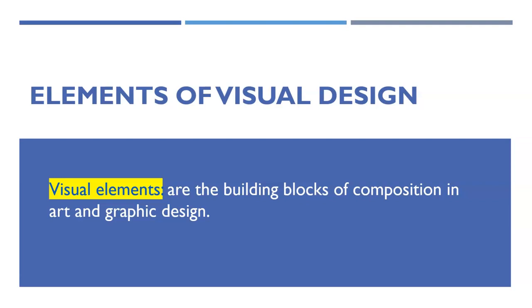So, as you see on screen, visual elements are the building blocks of composition in art and graphic design. They are the building blocks, or if you could say it another way, the foundation of composition. And composition is a key term in graphic design that you will often see, and that just refers to the arrangement of the elements of design according to the principles of design. So if you are using text and imagery, or you're using text alone and you're organizing text in space, that's still a composition. Okay? Excellent.